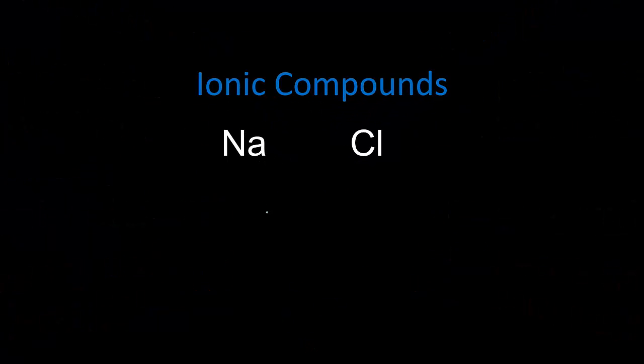Now let's do an example. So we have sodium right here and we have chlorine right here. They are going to combine to make an ionic compound because the sodium is a metal and chlorine is a nonmetal, so I know it has to combine to make an ionic compound because ionic compounds are always between metals and nonmetals. Now sodium is in group 1 and it has 1 valence shell electron.